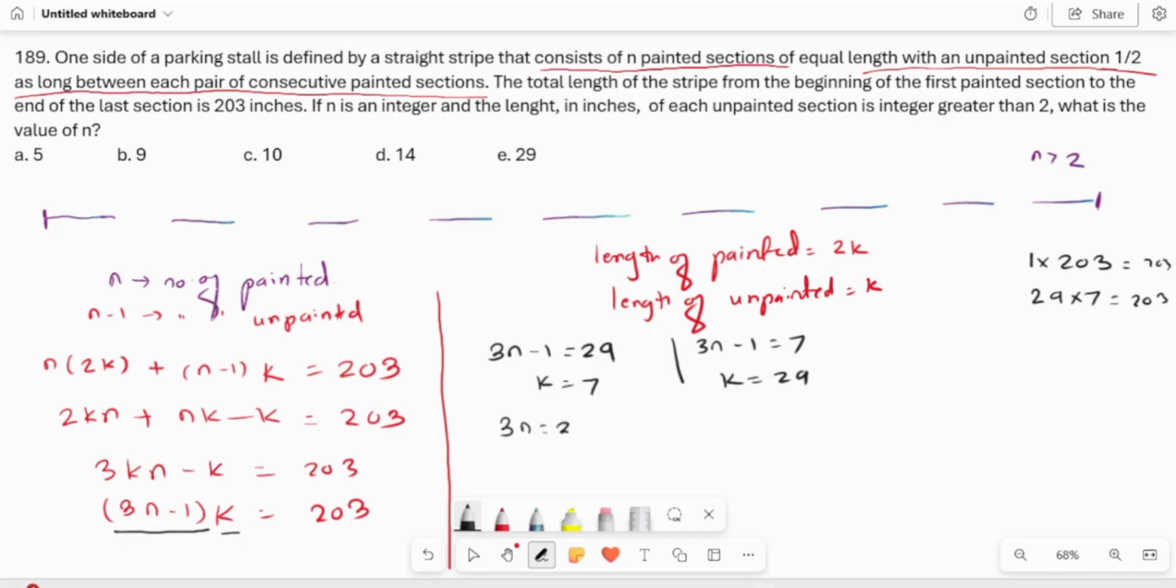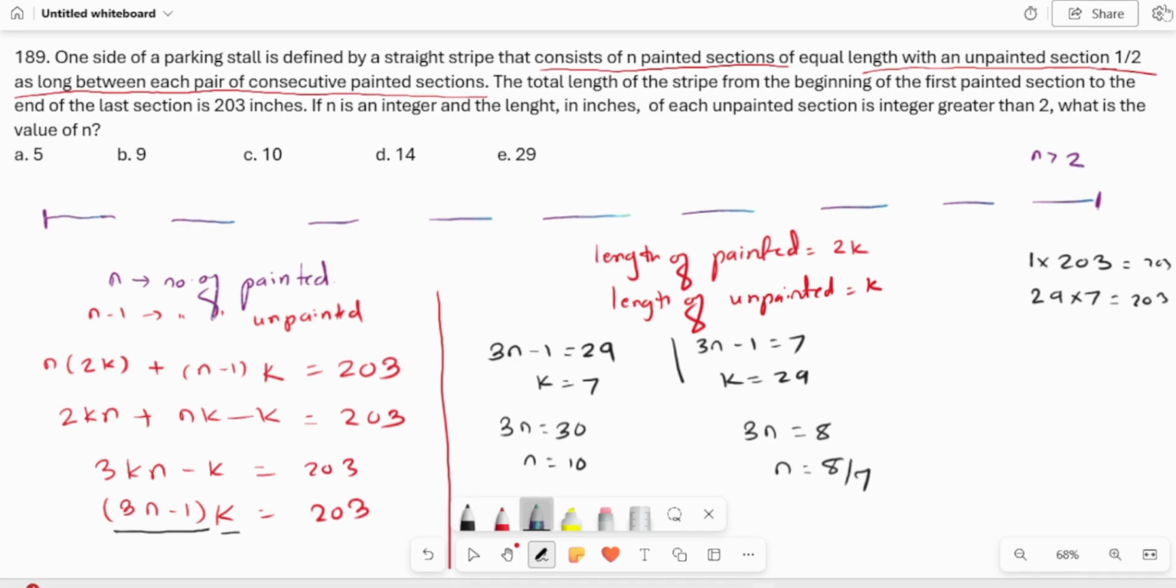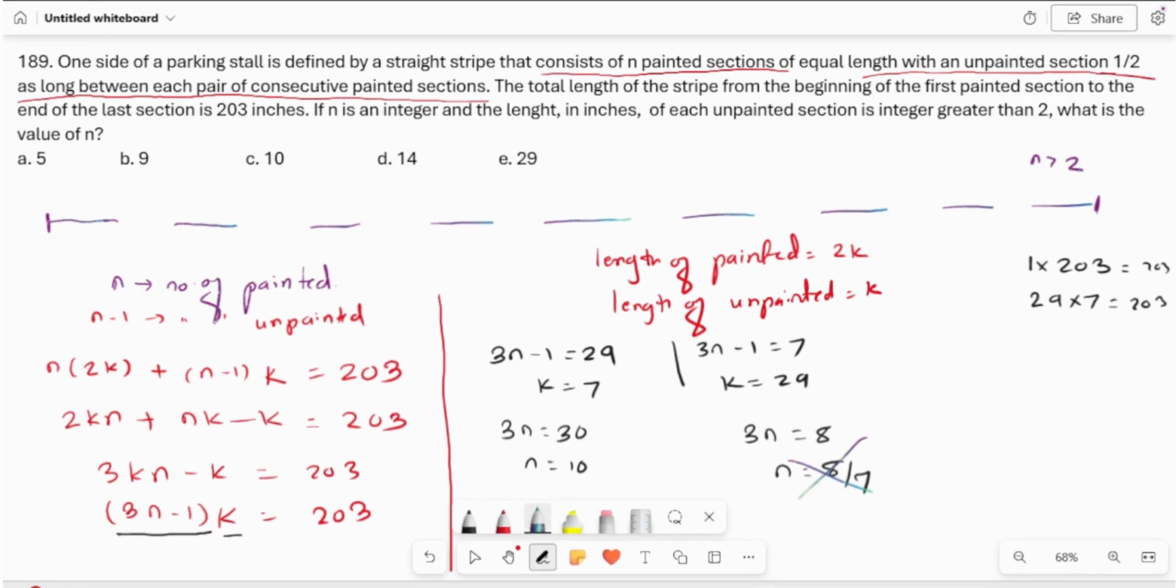From this I will get 3n is equal to 30, so n is equal to 10. If I solve the other, I'll get 3n is equal to 8 and n will be equal to 8 by 3. Now, we cannot consider this possibility because they have said that n is an integer. So, we need to consider this possibility where k is 7 and n is 10. Okay, do we have this number in the options? Yes, we do. It's option C.